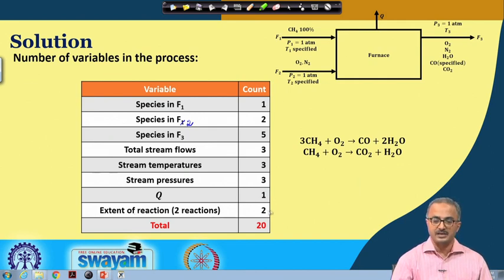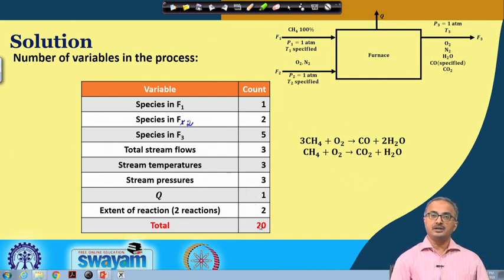And extent of reaction. Now we have two reactions possible, as I just told you. So methane can react with oxygen partially to give carbon monoxide, or it can also react with oxygen completely to give us carbon dioxide. For each of these reactions we can associate some kind of extent of reaction, as we learnt in our earlier lecture, and these will be counted as two more variables. Now if you add up all these number of variables, then they add up to 20.